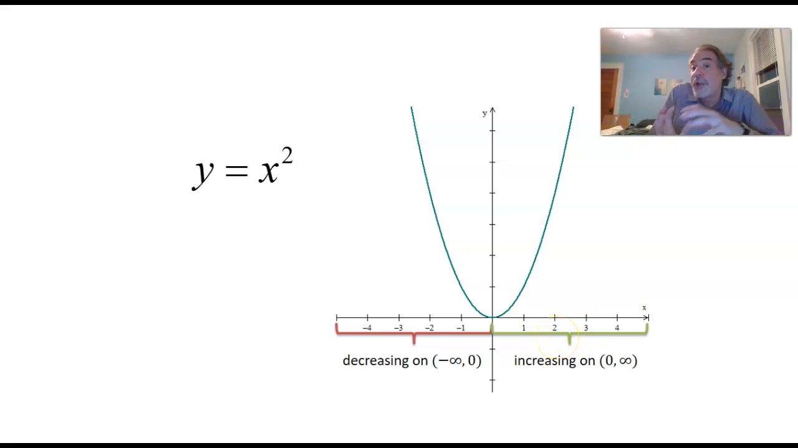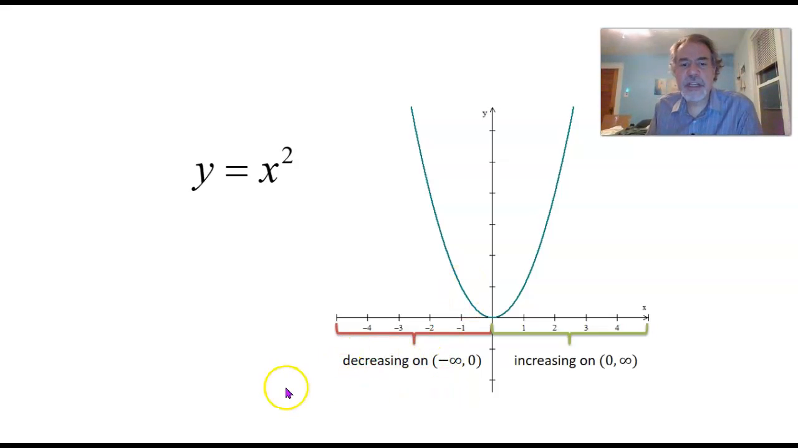But if the numbers you're plugging in for x are negative numbers, then the bigger x is, the smaller x squared is going to be. So as x goes from negative 3 to negative 2 to negative 1, always negative but getting bigger, x squared is going from 9 down to 4, down to 1, getting smaller.